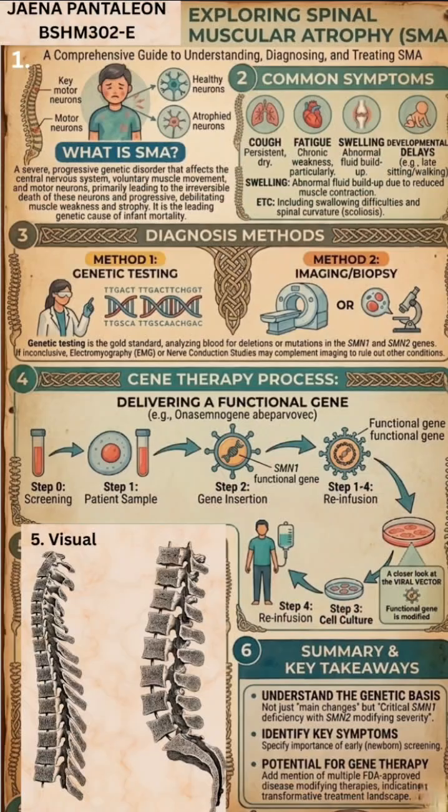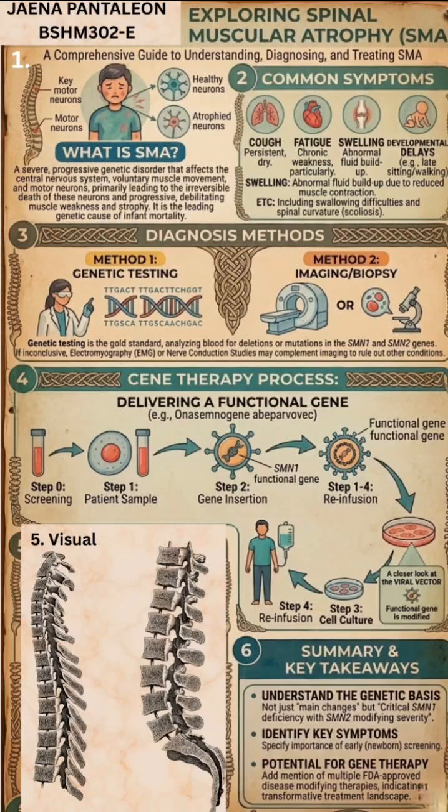Okay, now let us proceed to the diagnosis or the diagnostics of SMA. First we have here the genetic testing. Genetic testing is our gold standard. By analyzing a blood sample, we look specifically for mutations or deletions in the SMN1 and SMN2 genes. So when we say SMN1 and SMN2 genes, these are two identical genes located on chromosome 5 that produce a protein called survival motor neuron protein, which is necessary for the survival of motor neurons, which control muscle movement.